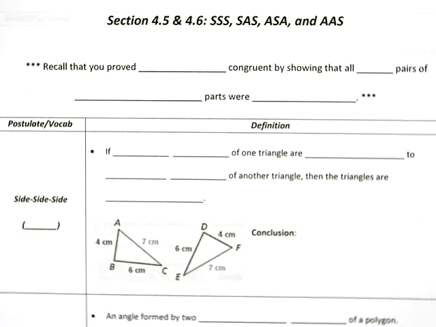Hey guys, so this is the section 4.5 and 4.6 video. We are going to start talking about SSS, SAS, ASA, and AAS. It's a lot of letters, right? And the order does matter, so we need to make sure we're careful here.